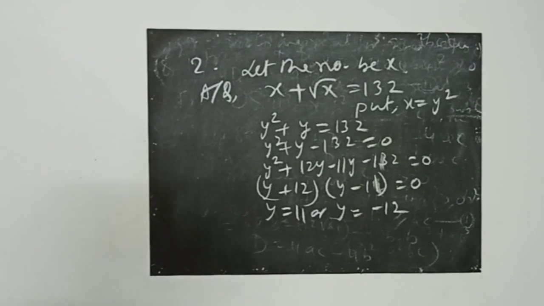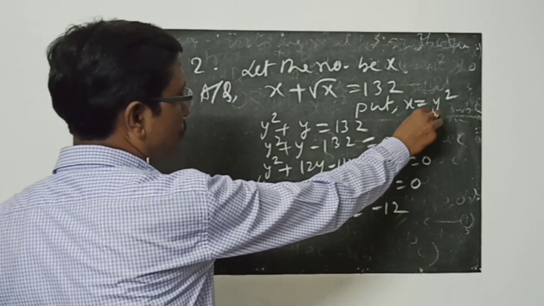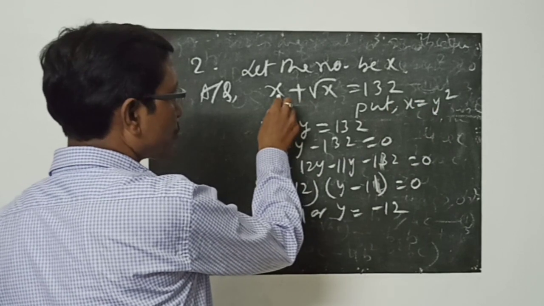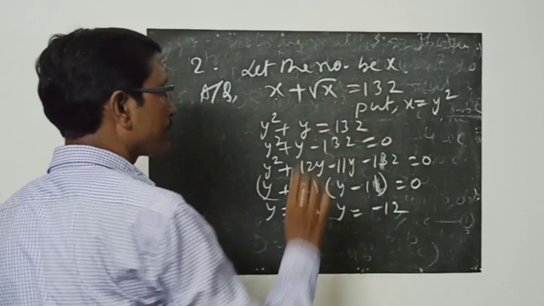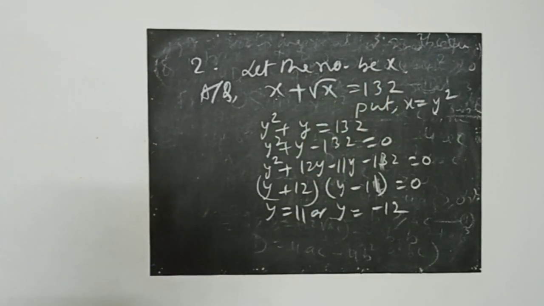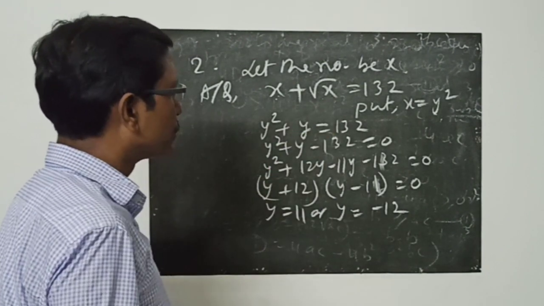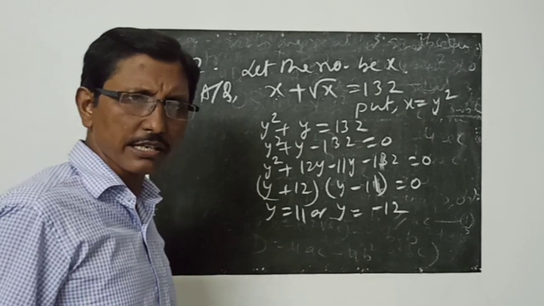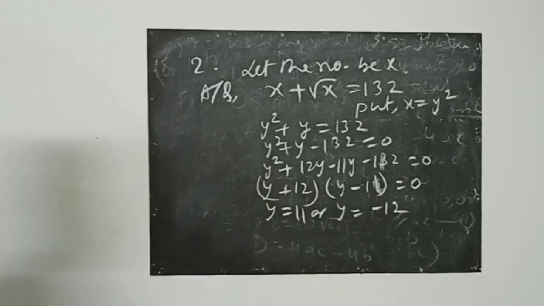See, if you have y equal to 11, that means 11 square is x, so that will be 121 plus 11, which is equal to 132. But if you have y equal to minus 12, then root x equal to y, that is minus 12. That will not satisfy the equation, because here the positive square root is required.